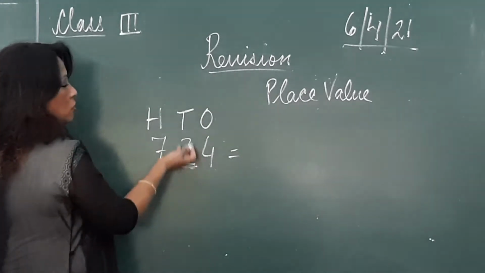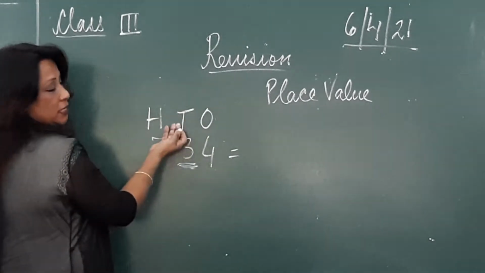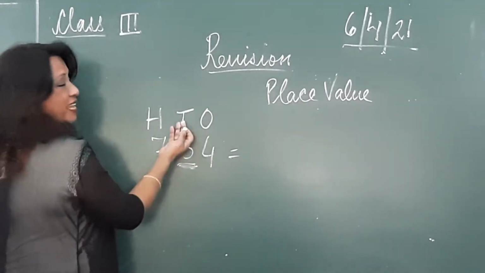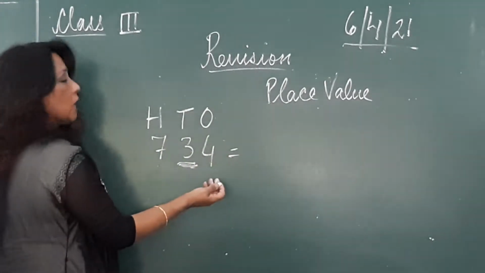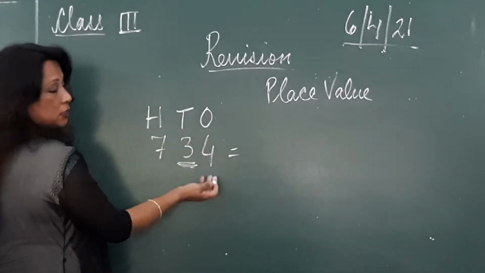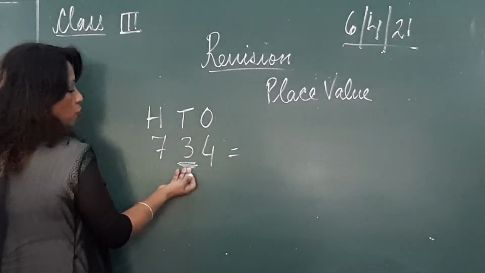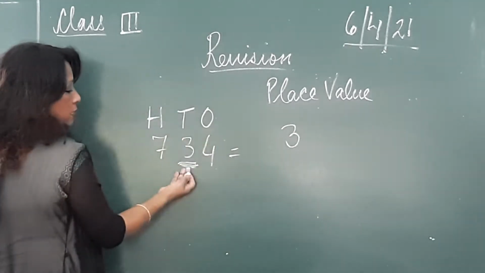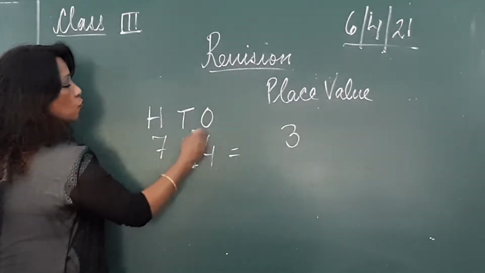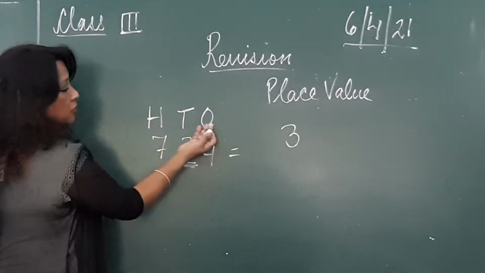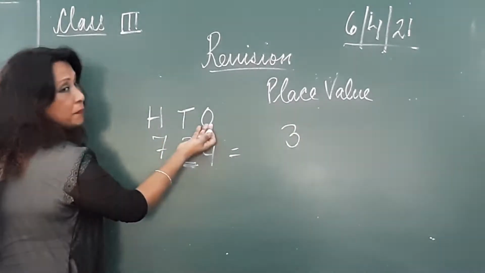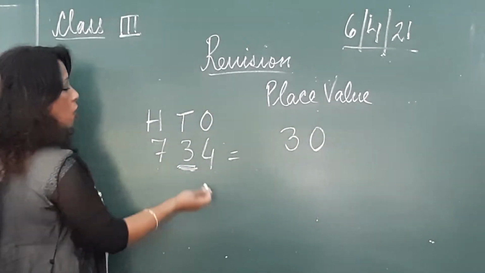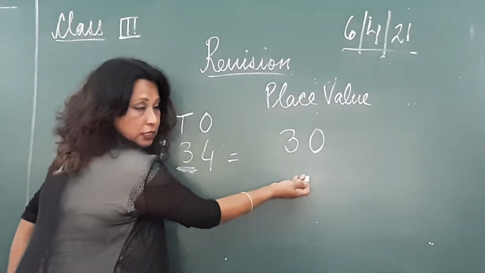Then what do you do? You have to look at the unit. The place value of 3 is tens. 3 tens means 30. How do you make it 30? Whichever number is underlined, you have to write that number. And after it, the place value is tens, and after tens is ones, so you have to put a 0. This is how you get 3 tens, meaning 30, right?